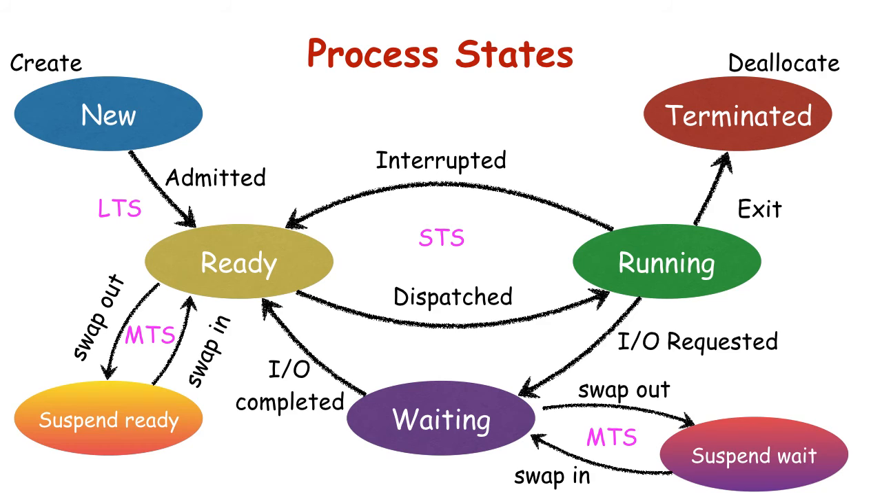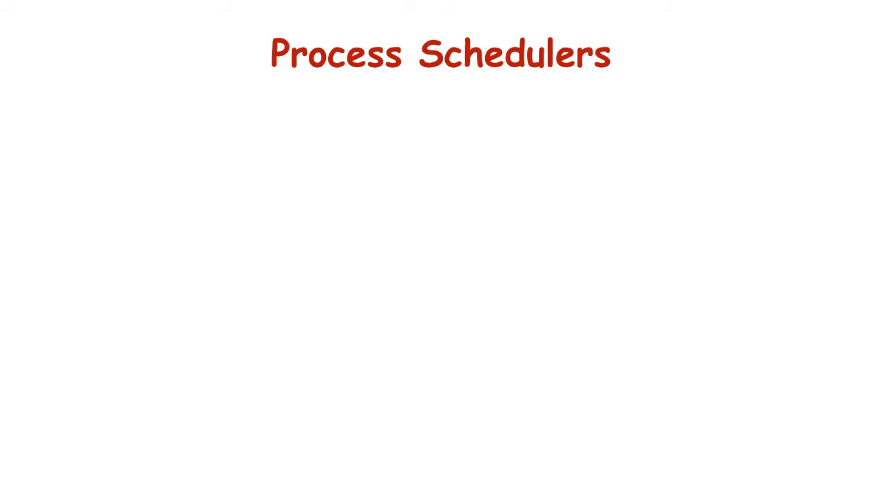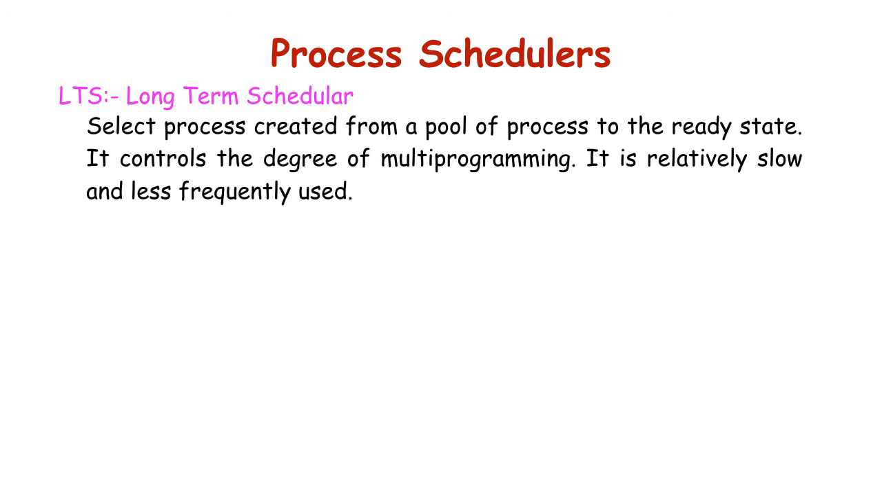Since it has completed its execution, it no longer needs those resources that we had allocated at the time of process creation. So we'll deallocate them and free those resources for other processes to use. Now let's look at the schedulers that we just discussed. The long-term scheduler selects a created process from a pool of processes to the ready state, and it controls the degree of multiprogramming. It is relatively slow and less frequently used.